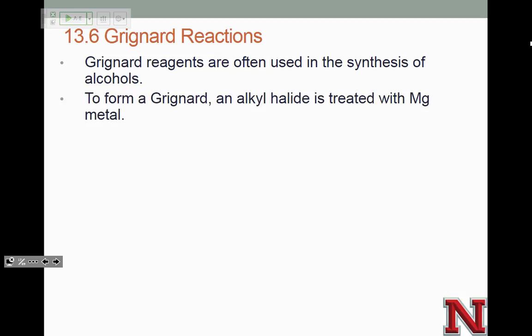So if we have an alkyl halide, it can be any alkyl halide. We just need a carbon bonded to a halide. Chlorine, iodine, bromine, most common. Not so much fluorine. We don't use fluorine a lot. Then we treat that alkyl halide with a magnesium metal. And this is key for this. If we don't have magnesium metal, this will not work.